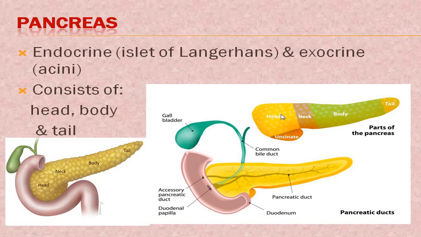In this figure it is very clear: that is the head, then the neck, the body, and this terminal pointed part is the tail. And the pancreatic duct arises from this pancreas and opens into the duodenum.